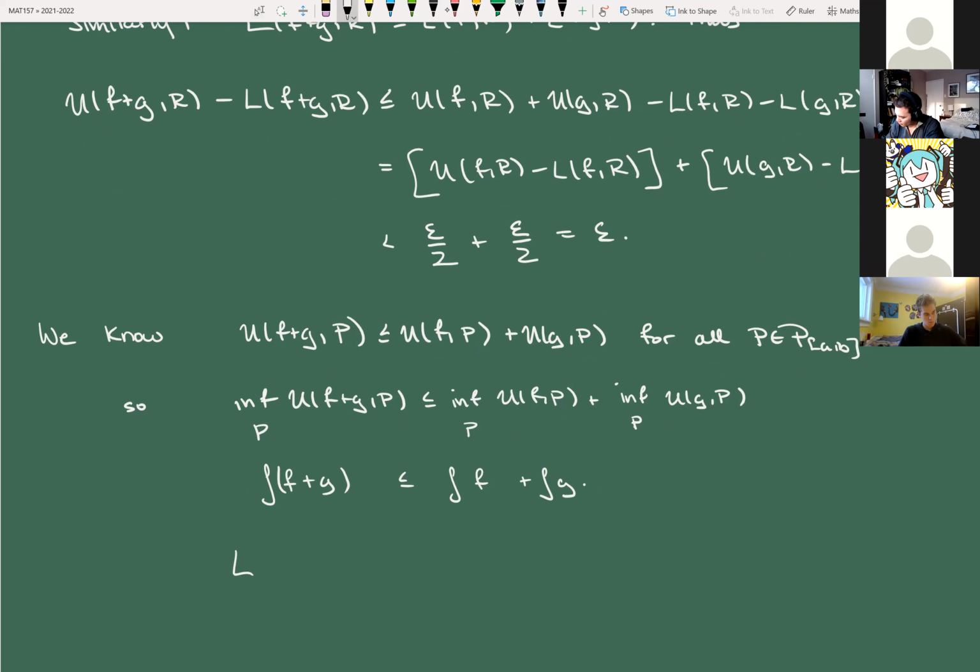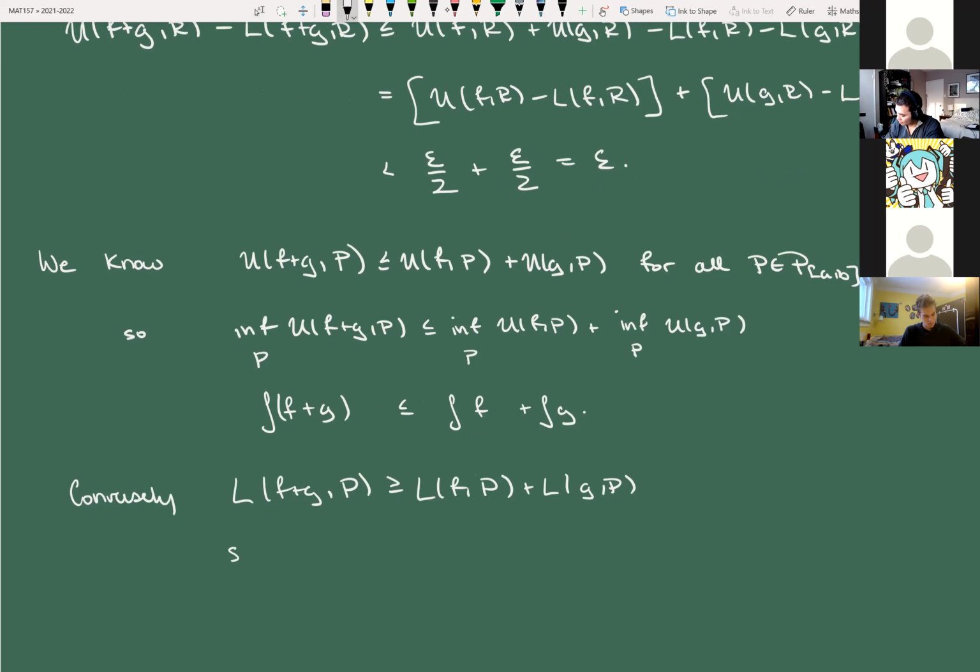And then conversely, but it definitely does look sus. So I do want to look at it again, but let me just finish writing this out. So now if I sup, it should be preserved. So I want sup L(f, P) plus sup L(g, P).